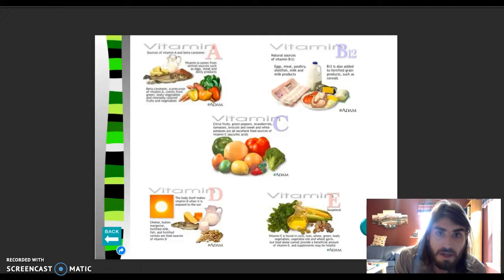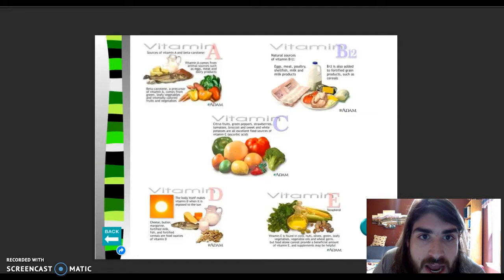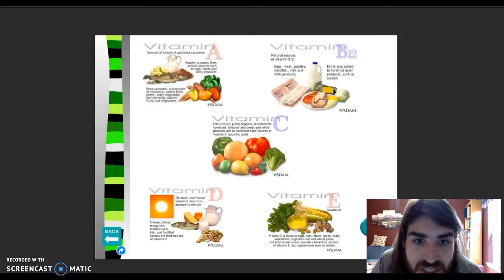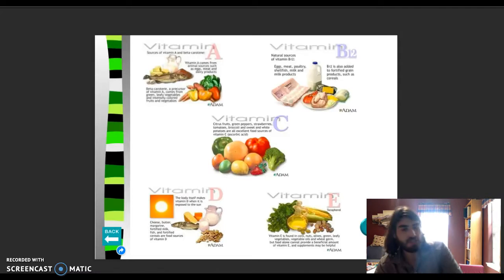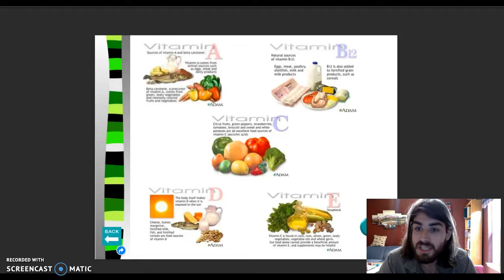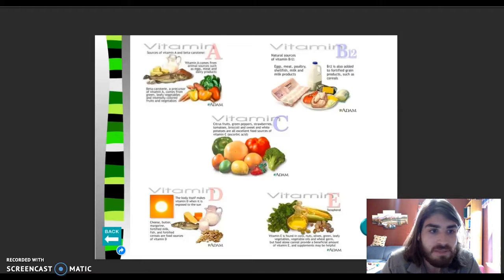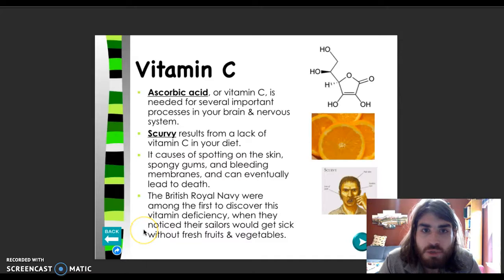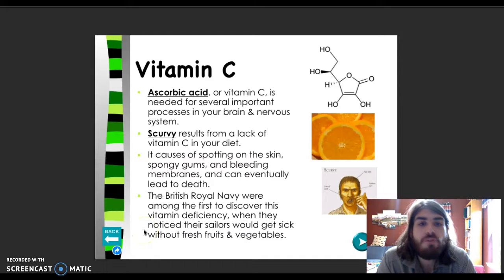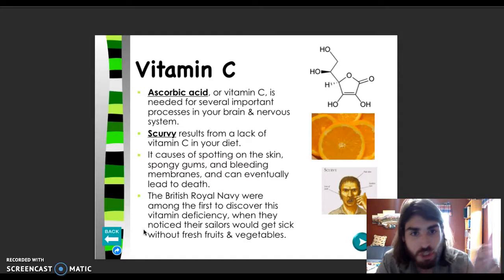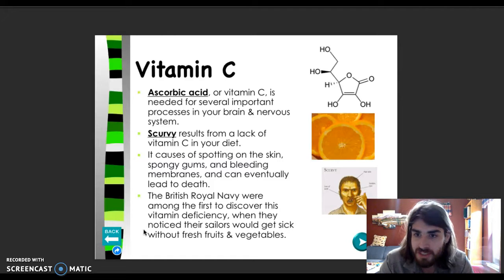So here's some examples: vitamin A, B12, C. I'll let y'all look over that, but that's a good reference if you don't understand where you can find these different vitamins. Vitamin C, ascorbic acid, is needed for several important processes in your brain and nervous system. I don't know if you've ever heard of pirates getting scurvy, but scurvy results from a lack of vitamin C. What would happen to pirates is whenever they were sailing for long periods of time, for months and months, without any change in their diet and no vitamin C, they would get scurvy.